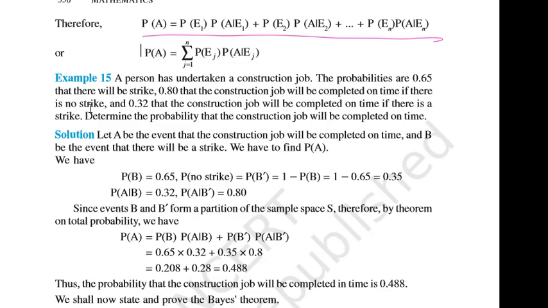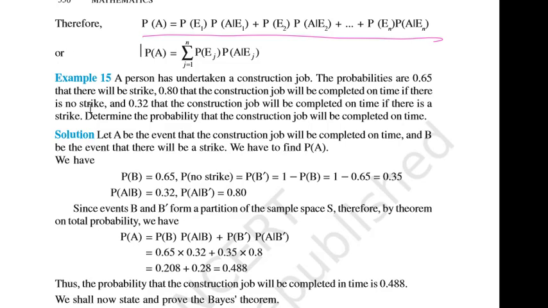Now there are two possibilities given. One, the job is done when there is a strike. Two, the job is done when there is no strike. This situation is something we have discussed just now. So here we will consider event A, the construction job will be completed on time, and B be the event that there will be a strike. Now we have to find the possibility of A.